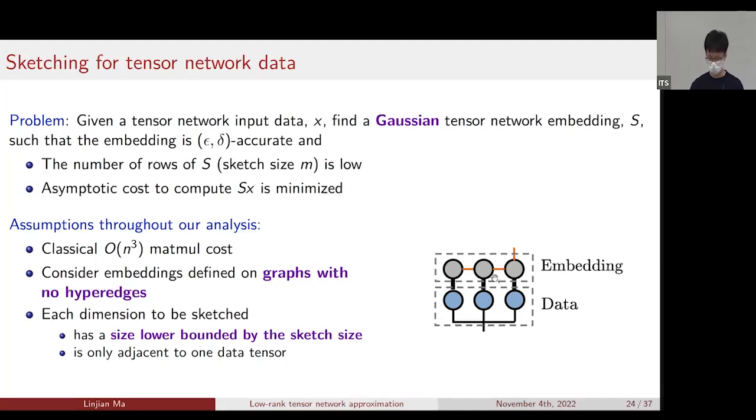Basically, some embedding like a CP decomposition embedding is not considered here. And also, each dimension to be sketched has a size lower bounded by the sketch size. Basically, this means that we assume each edge that connects the embedding to the data has pretty large size, and this is just for the simplicity of the analysis. When the size is not large, for example, in quantum circuit simulation, this size may be 2. We can also use some tensor network embedding to efficiently sketch.